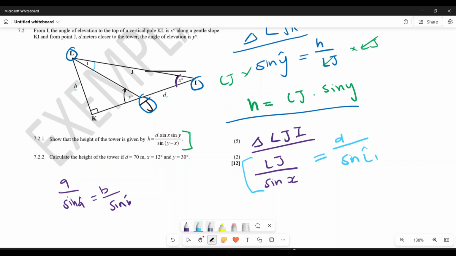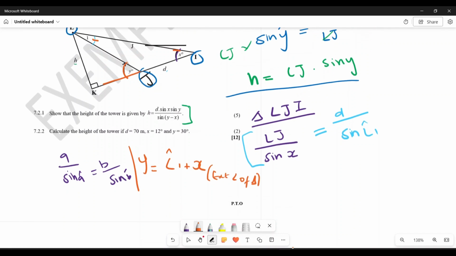Taking a look at the diagram we're given, this is our L1. Now, can you see this angle Y? This angle Y is an exterior angle of a triangle. And what do we know about an exterior angle of a triangle? It is equal to the two opposite interior angles. Basically, this is equal to that plus that. So I'm going to write here that my angle Y is equal to angle L1 plus angle X. And my reason is that this is an exterior angle of a triangle. Now, remember, I'm trying to solve for my L1. So as a result, my L1 would be equal to Y minus X.